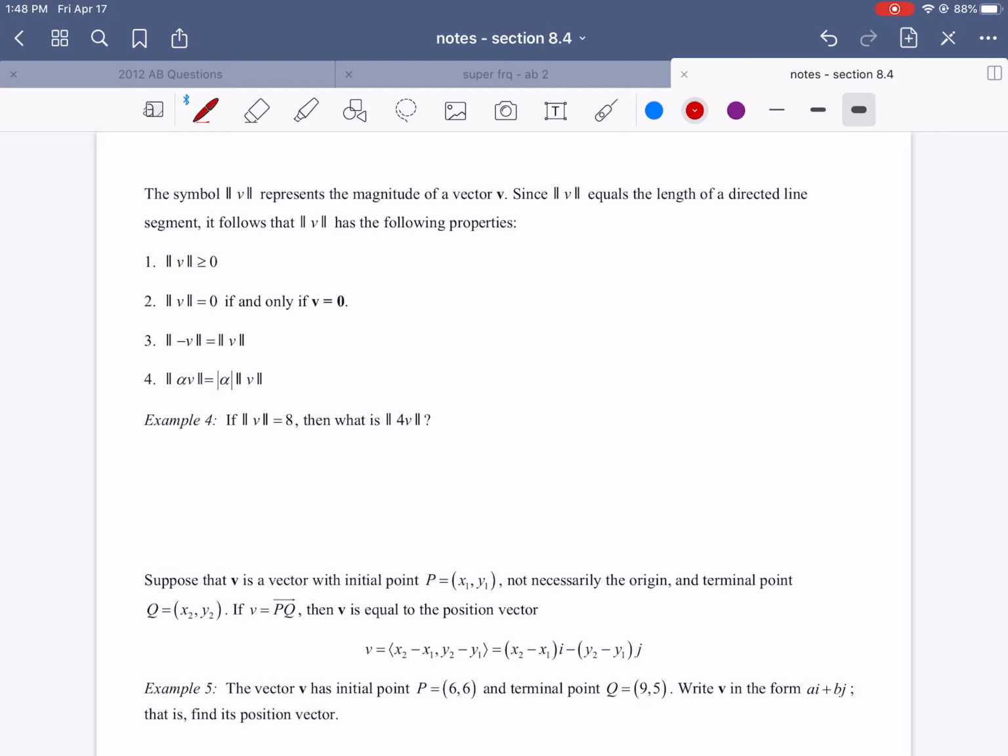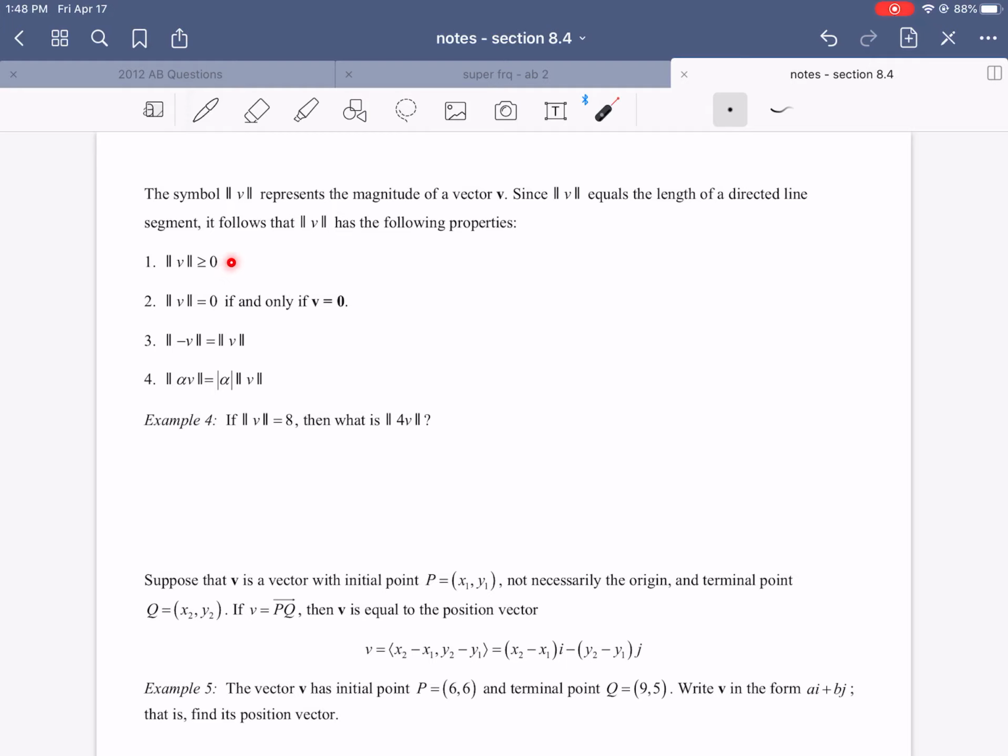Okay, before we get to example 4, we're going to talk about some properties of what's called the magnitude of a vector. And so the magnitude of a vector is denoted by this symbol right here. It kind of looks like double absolute value bars, if you want to think about it like that. And it is the length of a directed line segment, and therefore it follows the following properties.